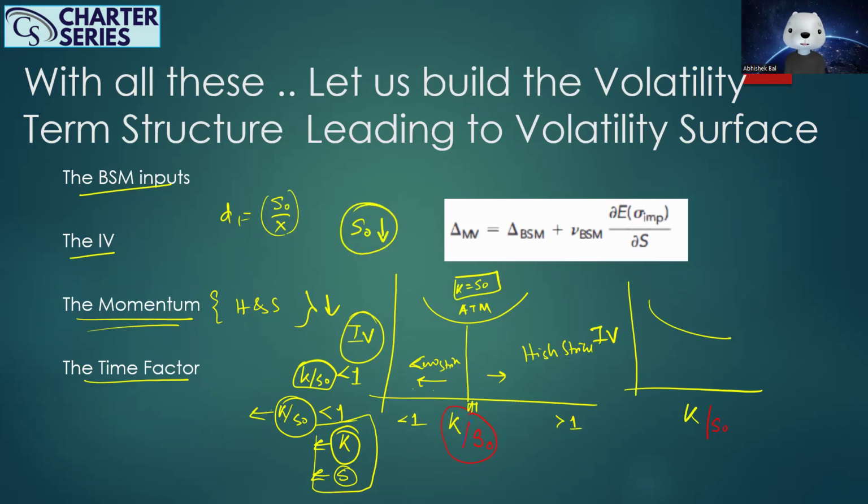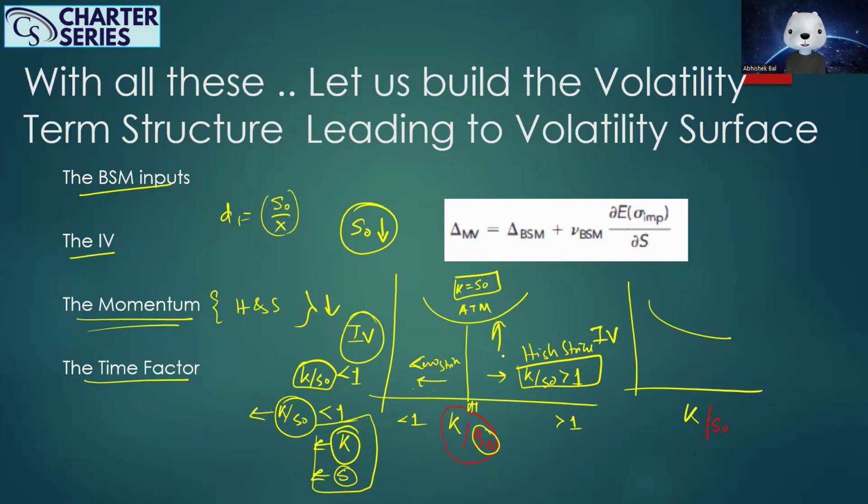The exact mirror image happens on the right side of the ATM. In this case, what can happen? We can assume that S0 remains constant and K increases. If K increases, of course, this K by S factor will now become greater than 1 as we move to the right. So from here, we may conclude that as the strike price increases, the volatility increases.